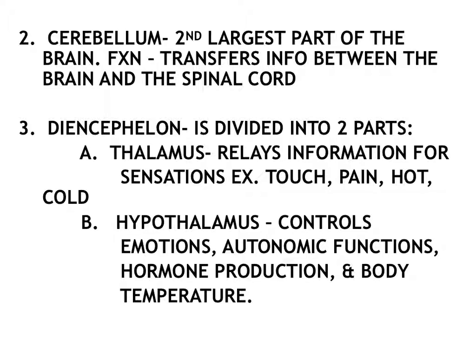The diencephalon is divided into two parts, the thalamus and hypothalamus. The thalamus relays information for sensations. An example would be touch, pain, temperature like hot and cold. The hypothalamus, on the other hand, controls the emotions, the autonomic functions, hormone production, and body temperature.